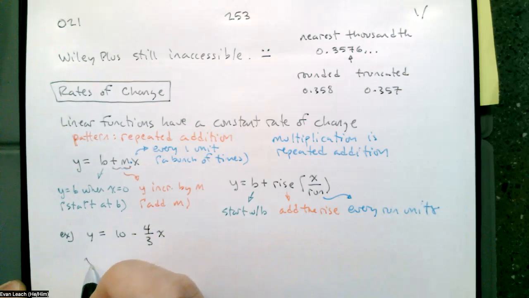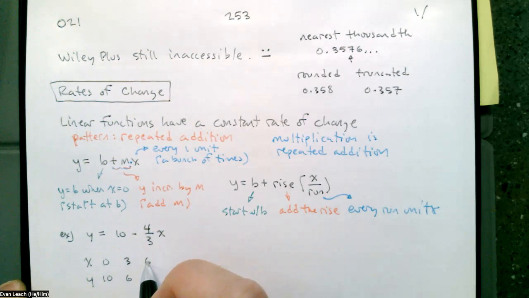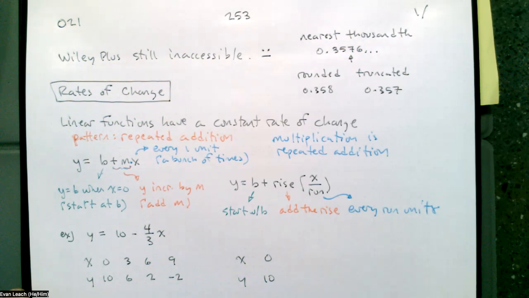So we could read this as start off at 10 when x equals 0 and subtract 4 every 3 units. Or we could start off at 10 and subtract 4/3 every 1 unit. 10 minus, what's 10 and negative 4/3? 8 and how much?